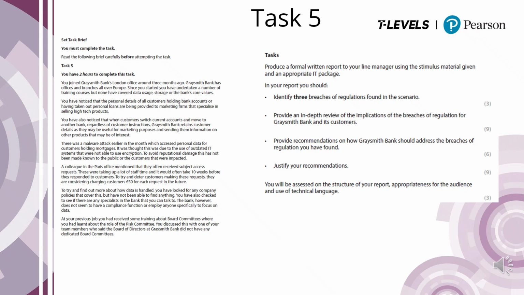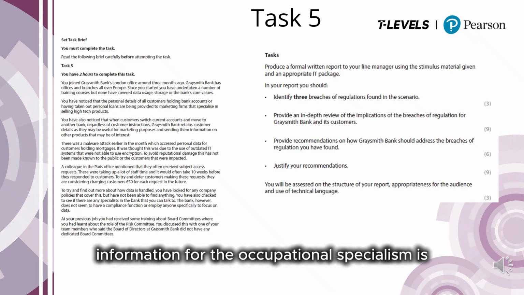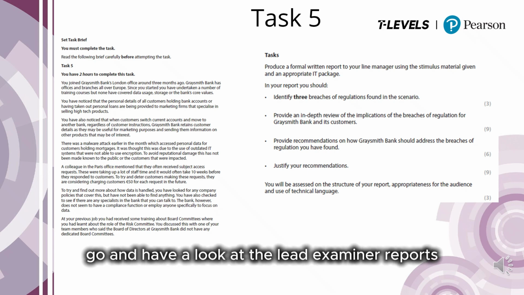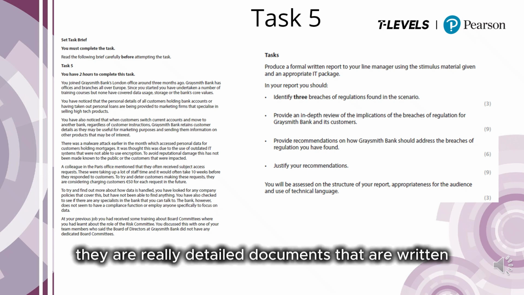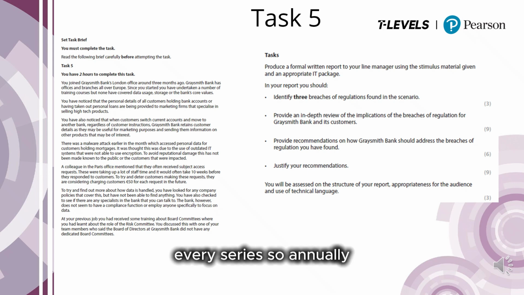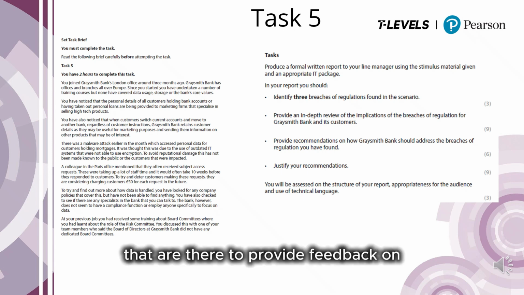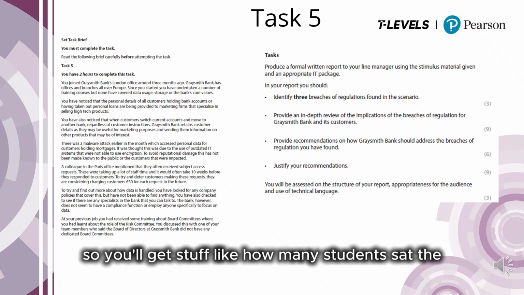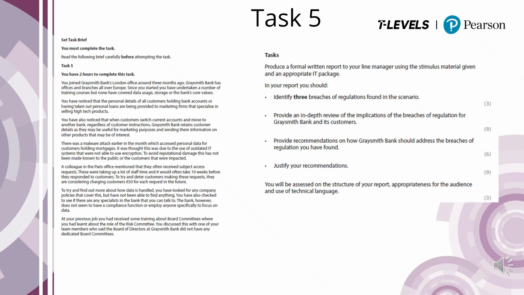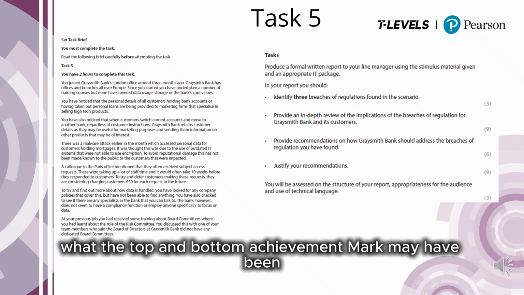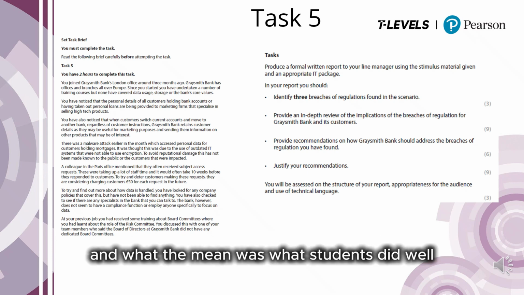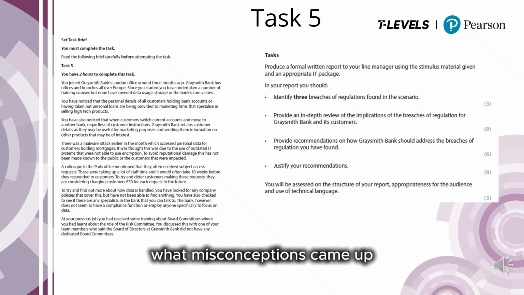It's all there. Another good place to go and have a look at information for the occupational specialism is the lead examiner reports. They are really detailed documents that are written every series, so annually in the case of the occupational specialism, that are there to provide feedback on the sorts of information that they found. So you'll get stuff like how many students sat the occupational specialism, what the top and bottom achievement mark may have been, what the mean was, what students did well, what students didn't do so well, what misconceptions came up.